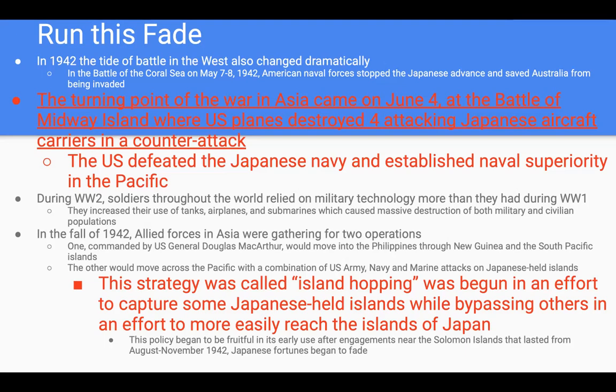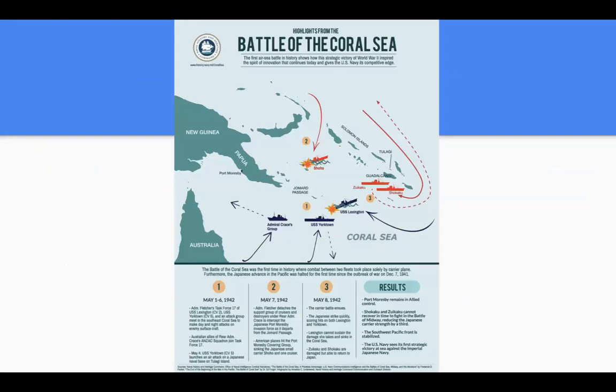The other would move across the Pacific with a combination of U.S. Army, Navy, and Marine attacks on Japanese-held islands. This strategy was called island hopping. Test question, which begun in an effort to capture some Japanese-held islands while bypassing others in an effort to more easily reach the islands of Japan. This policy began to become fruitful in its early use after engagements near the Solomon Islands that lasted from August to November 1942, and Japanese fortunes began to fade away like an MJ shot.